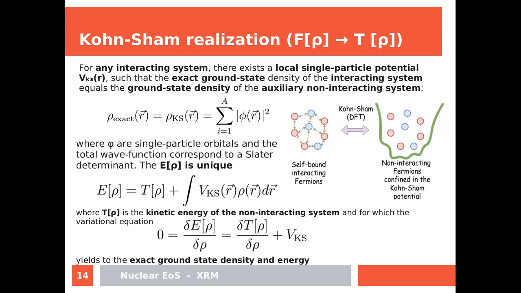which is not fully solving all the problems, but it's solving part of the problems. And what they say is, okay, let's assume that for any interacting system there exists, they show that for any interacting system there exists a local single particle potential that we will call the Kohn-Sham potential, such that the exact energy of the ground state is equal to the one of the interacting system.